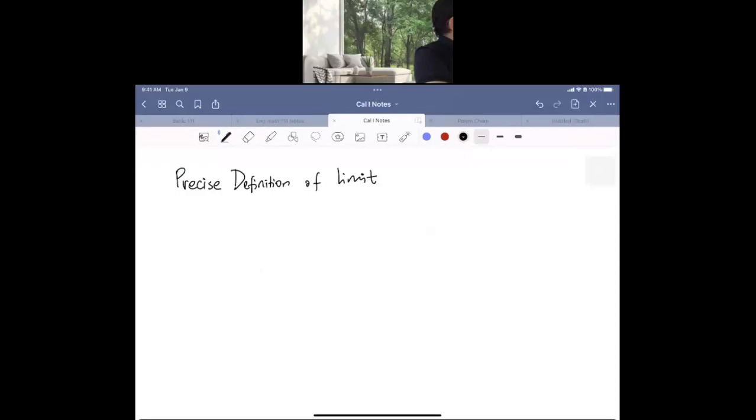Intuitively, we're using the graph, the table, some trial and error numerical methods, and we conclude that we have some value. But the question is, why do we still need this precise definition? We are not sure, when x approaches a, how close x is to a. So that is actually what we are going to do here. We are going to prove how precise the distance between x and a must be so that f(x) is close to L.